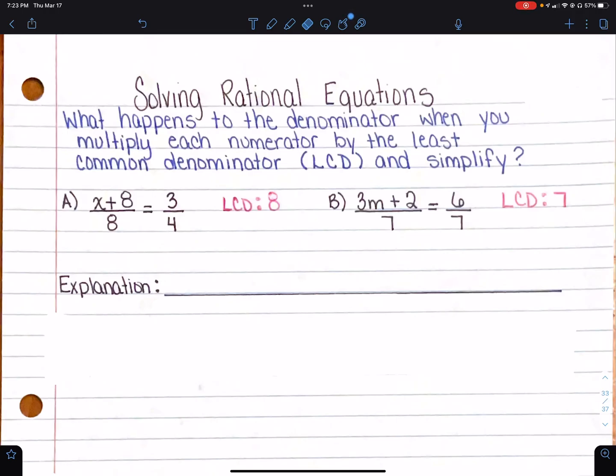Hi everyone, today we are working on solving rational equations. So the first thing I want you guys to do is come up with an explanation to the question that I have here. What happens to the denominator when you multiply every numerator by the least common denominator and simplify?